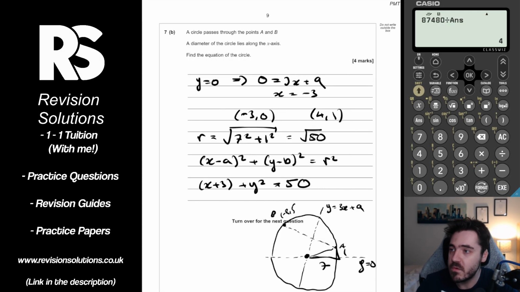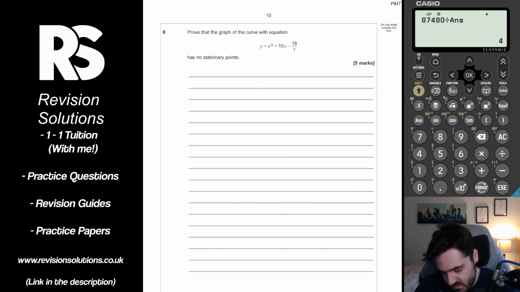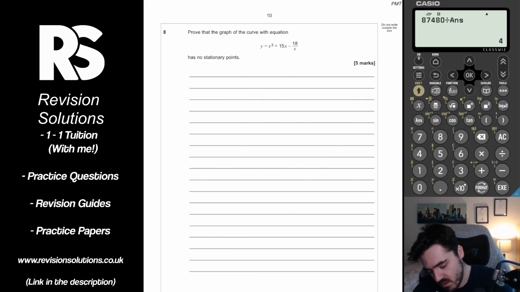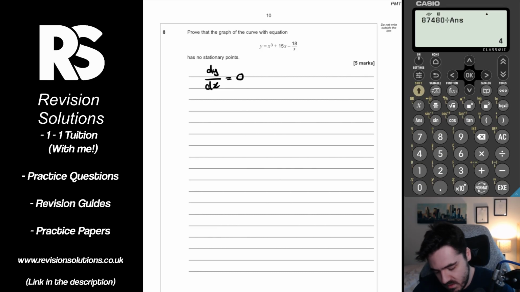Okay, moving on to question 8. It says, prove that the graph of the curve with equation y equals x cubed plus 15x minus 18 over x has no stationary points. Well, to find stationary points, we would solve for when dy by dx equals 0. So basically, we're going to have to prove that the equation for this curve has no solutions if we're going to prove it has no stationary points.